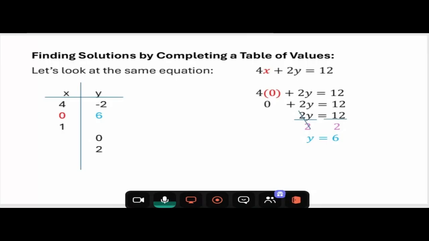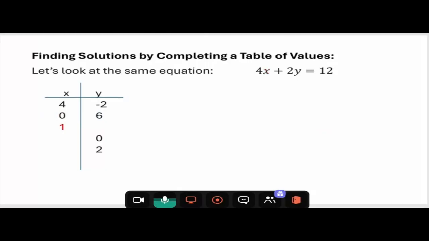And there I go. That is how you find your own solutions to points that are on the graph of a line, points that make the equation true. Check it if you want. Go back to the equation. So I'm claiming 0, 6, right? When x is 0 and y is 6, 4 times 0 is 0, plus 2 times 6 is 12. 0 plus 12 is 12. Yeah, it makes the equation true.